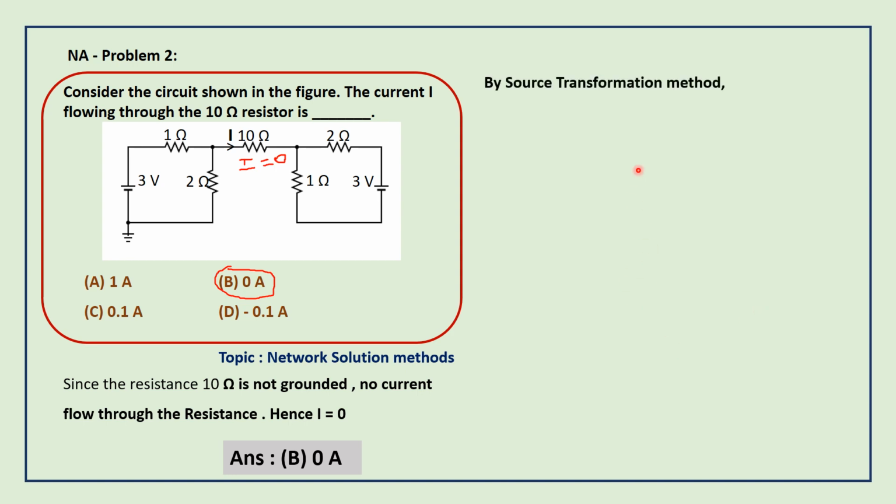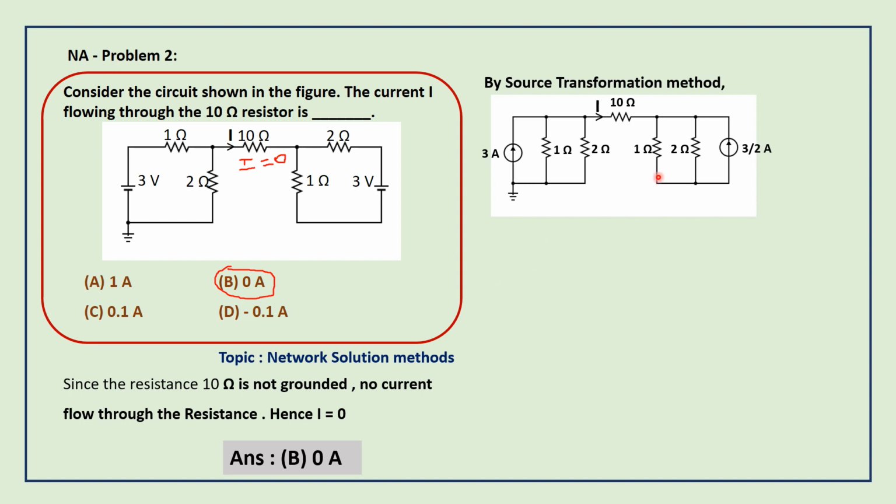By using the source transformation method, a voltage source can be converted into a current source and a current source can be converted into a voltage source. So here 3 volt in series with 1 ohms and here also 3 volt in series with 2 ohms. By using Ohm's law, we can find the current value by V by R, 3 by 1 and here 3 by 2. First I am going to transform the voltage source into a current source: here 3 amps and here 3 by 2 amps, in parallel with the resistance. Here also in parallel with the resistance.